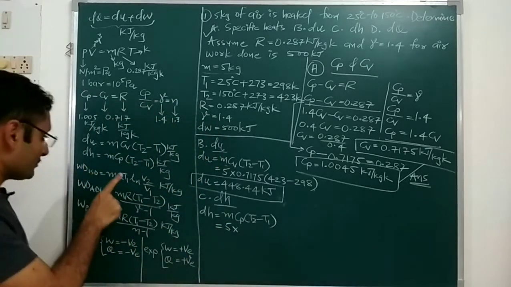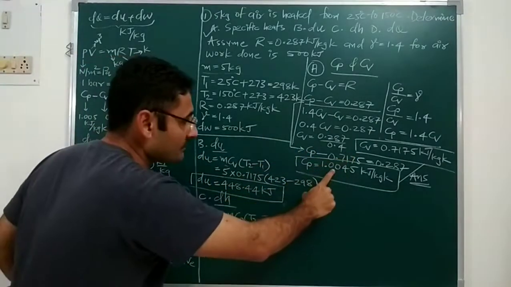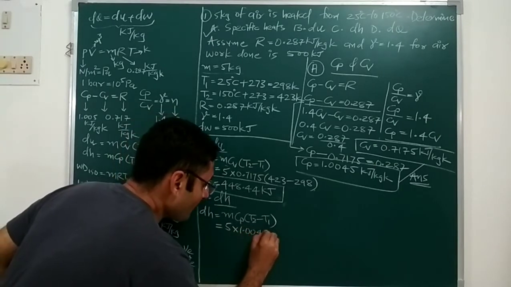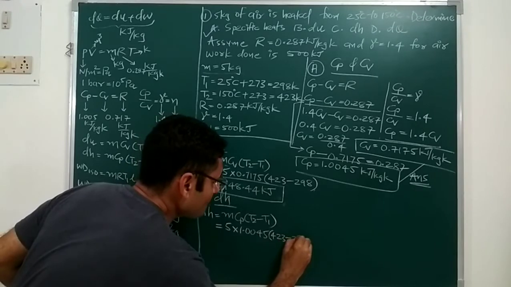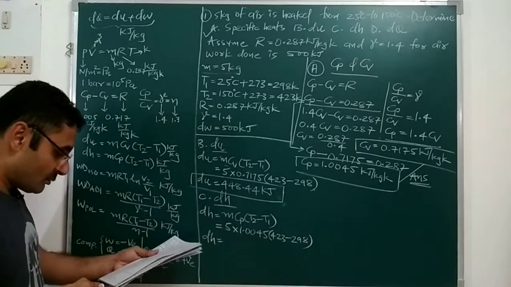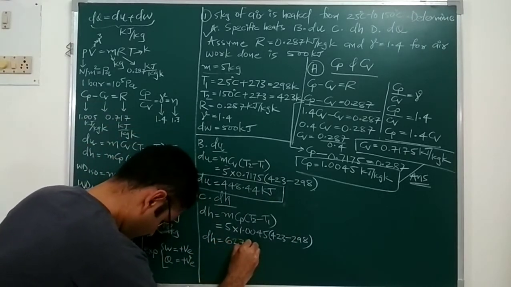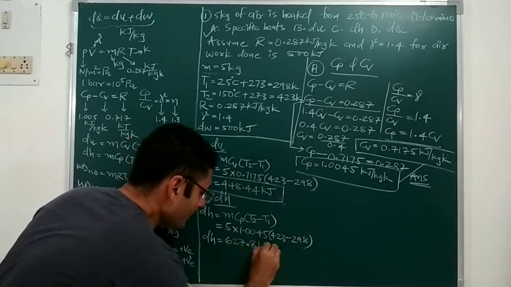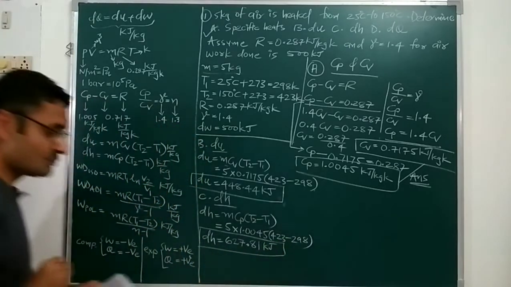So mass is 5 kg. Then the Cp value over here, 1.005, you should not consider because you have calculated Cp, which is 1.0045, times (T2 minus T1). T2 is 423 minus 298. So the final answer for dH, if you calculate and verify, is 627.81. Not kilojoule per kg; you are considering 5 kg of air, so kilojoule.